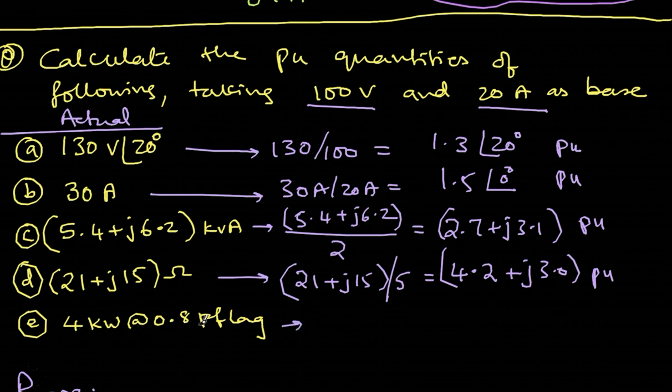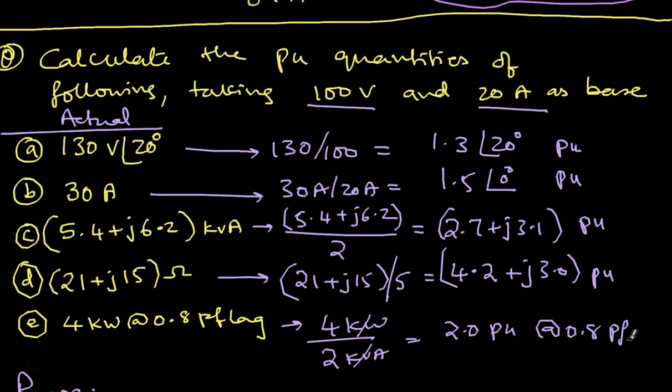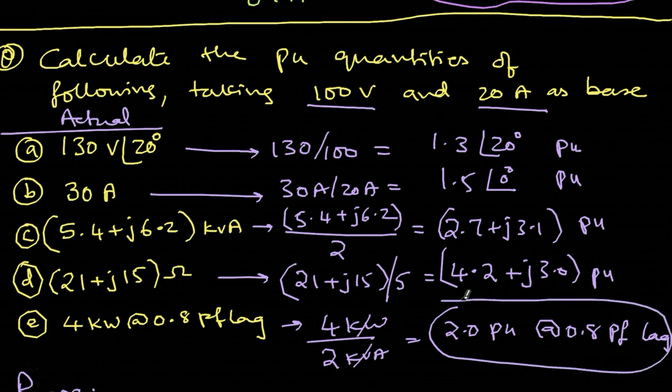So 4 kilowatts at 0.8 power factor lag. Now I want to know the per unit representation of this. So 4 kilowatt divided by 2 kVA. The kilowatts and kVA you can cancel out, and this will be 2.0 per unit at 0.8 power factor lag. So this is the complex power, 2 per unit at 0.8 power factor lag. Now using this 0.8, I can split the per unit power into both kilowatts and kVAR also. Anyway, with this I have done all the per unit calculations.